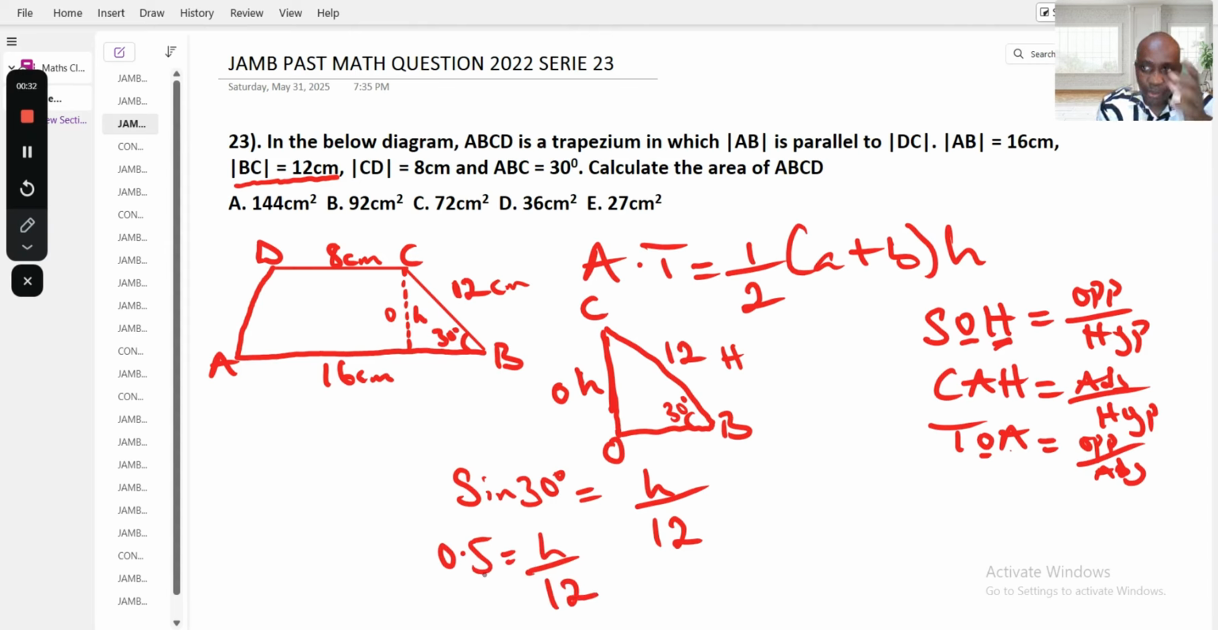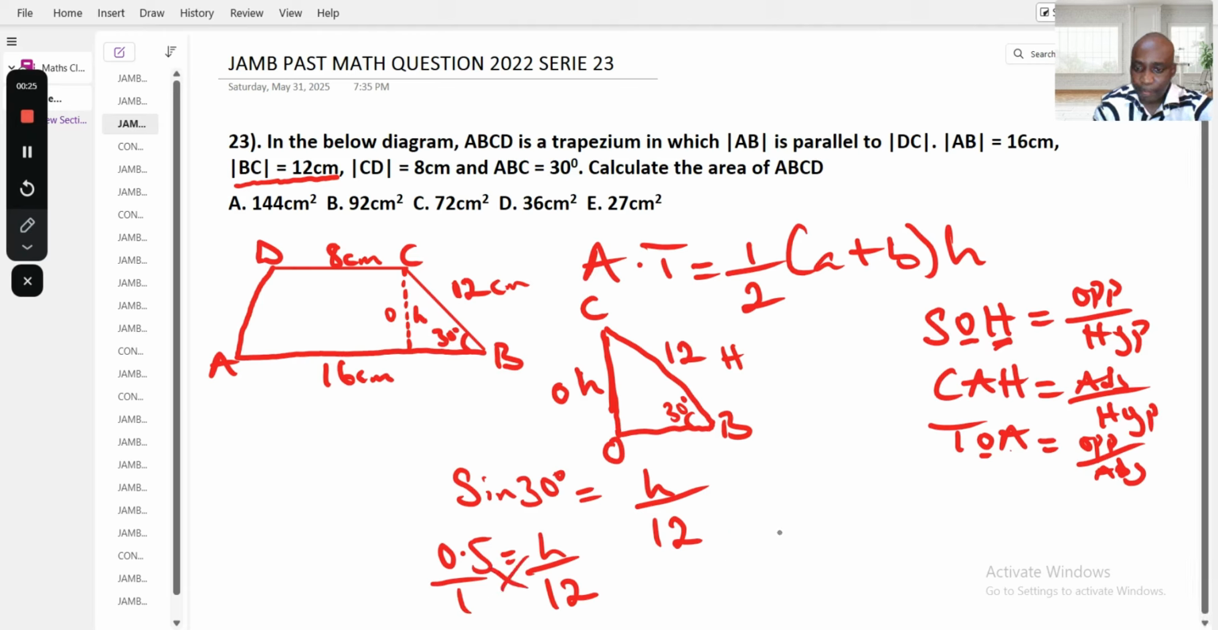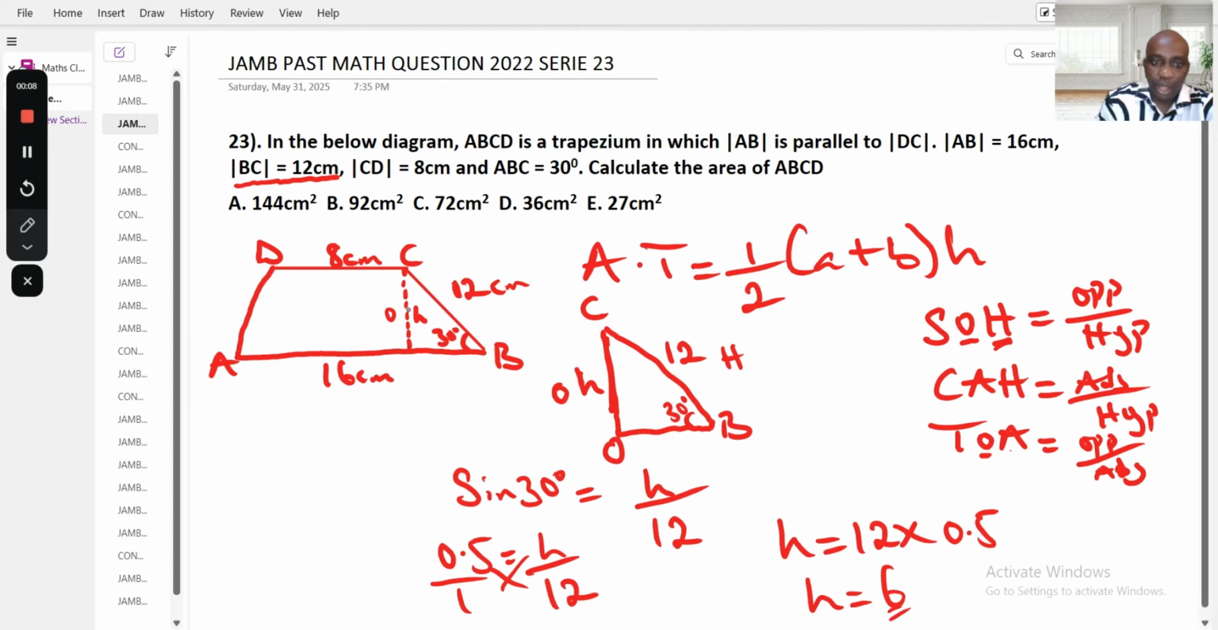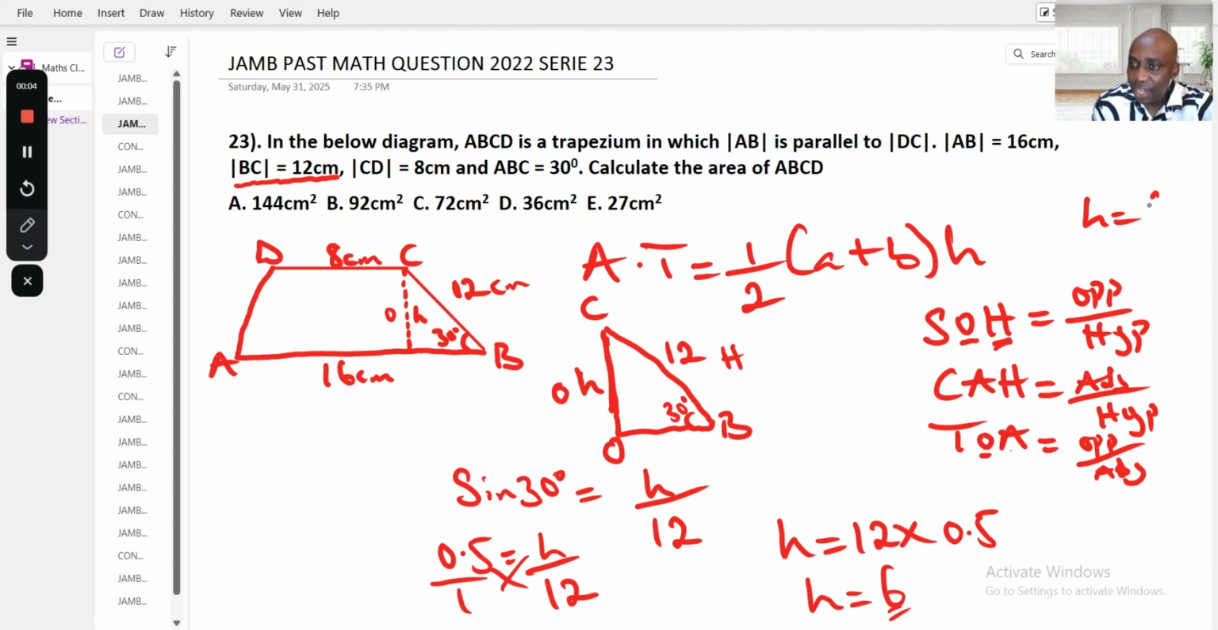What is the next thing we are going to do? We are going to cross multiply: 0.5 multiplied by 12, h multiplied by 1. h multiplied by 1 gives us h, which is height. 12 multiplied by 0.5 gives us 6. Therefore, our height h is 6. We are going to put 6 here. Therefore, we have discovered h is 6, while a is 8. This space is filled up.